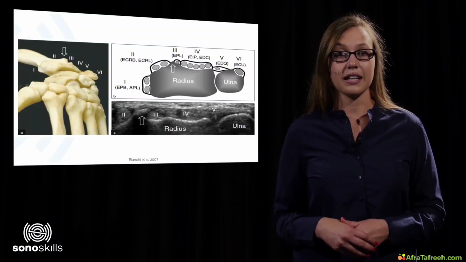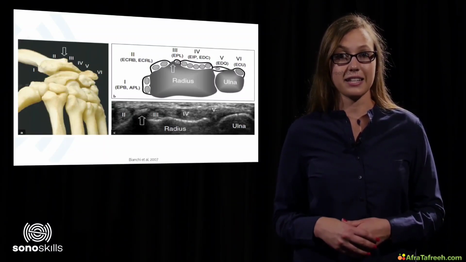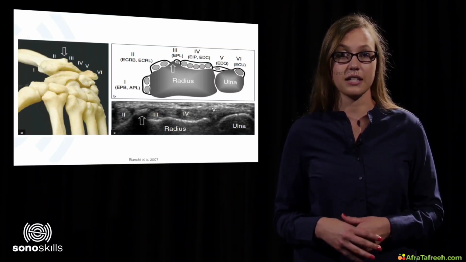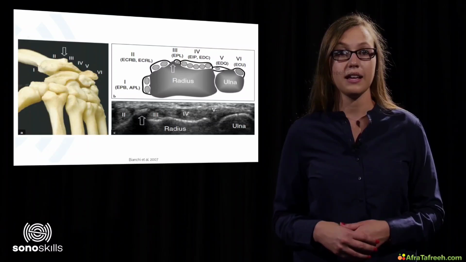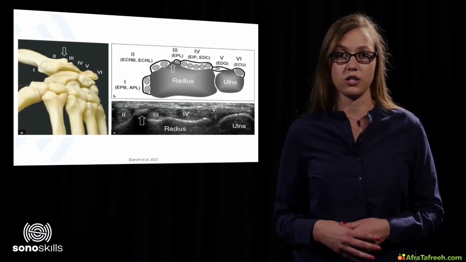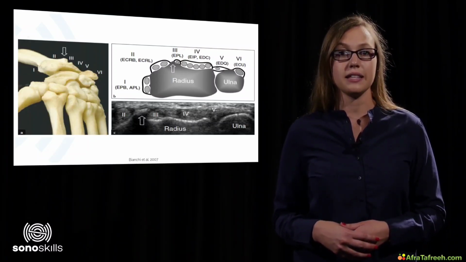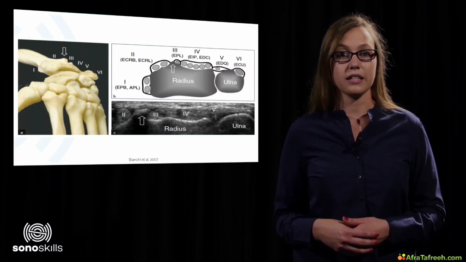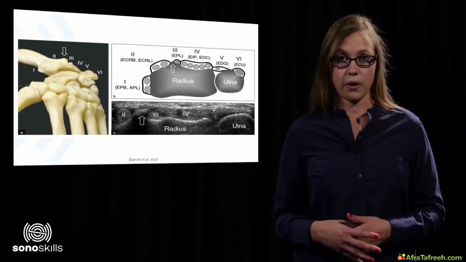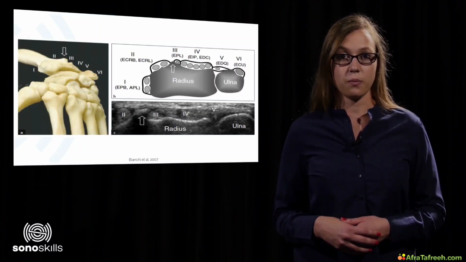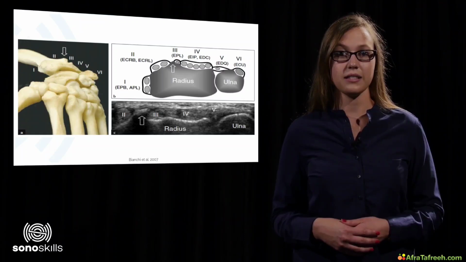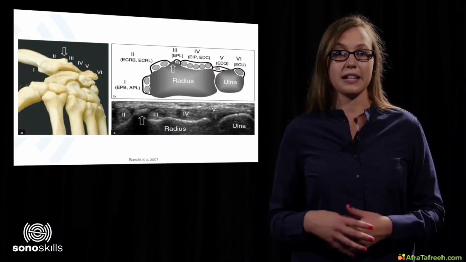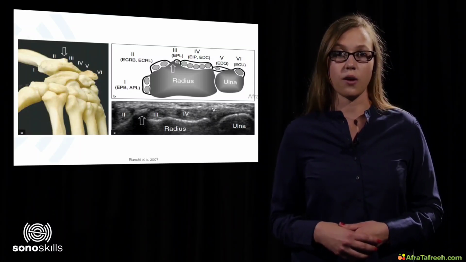This presentation highlighted the anatomy, scanning techniques, and ultrasound images of the 6 dorsal wrist compartments and the content within each. Compartment 1, the extensor pollicis brevis and abductor pollicis longus. Compartment 2, the extensor carpi radialis brevis and longus. Compartment 3, the extensor pollicis longus. Compartment 4, the extensor indicis proprius and the extensor digitorum communis. Compartment 5, the extensor digiti quinti. And finally, compartment 6, the extensor carpi ulnaris.